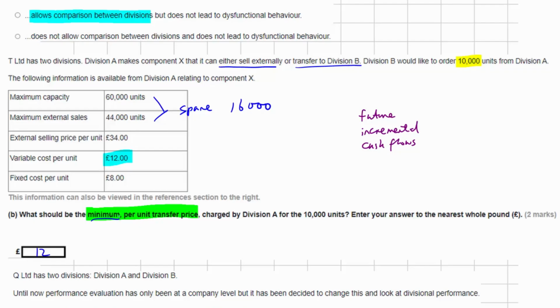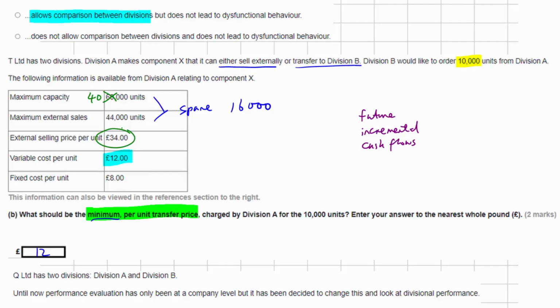Now let's suppose that we have a slightly different situation. Okay, so we've answered the question in the sample assessment, but what if you get a slightly different question in your assessment? So imagine that our maximum capacity was not 60,000, imagine it was only 40,000. So in this case, we could sell everything to external customers for £34. So why would we sell anything to Division B if we could sell them externally? It wouldn't make any sense in this case, would it?